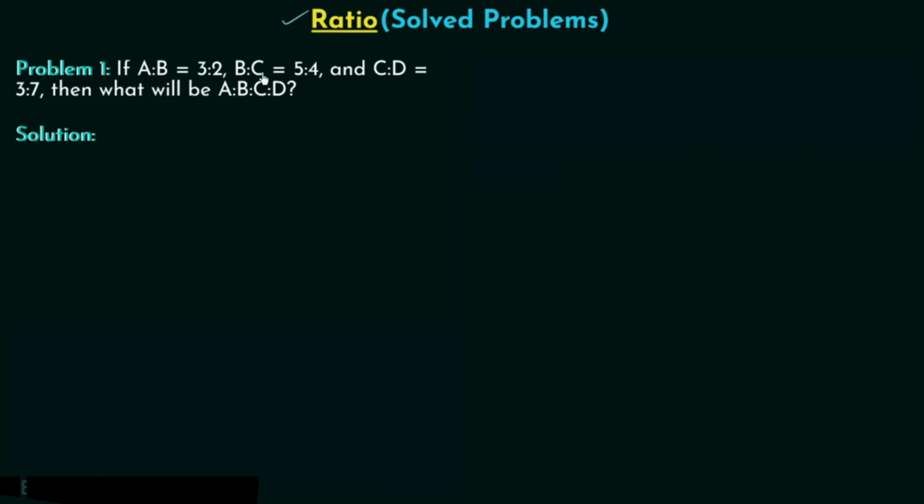In the first two ratios, B is common, and B here is equal to 2 and here it is equal to 5. So B is not the same. When you compare B:C with C:D, you will find C is common. Here it is 4 and in this case it is 3. So C is also not the same, and therefore we cannot write A:B:C:D directly. So now we will use our shortcut method to find out the answer.